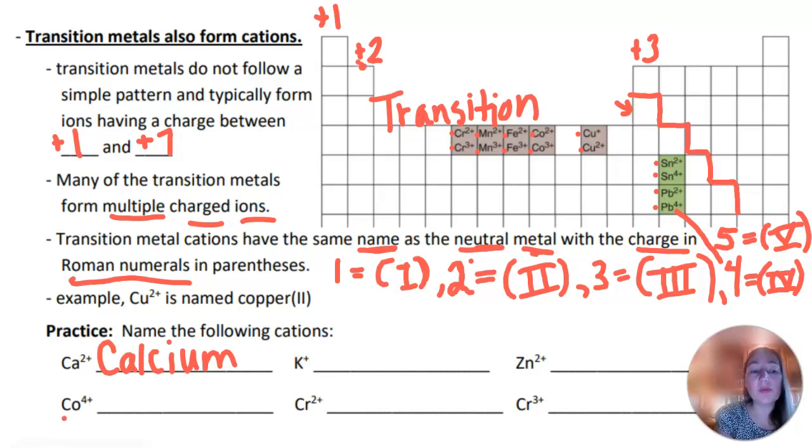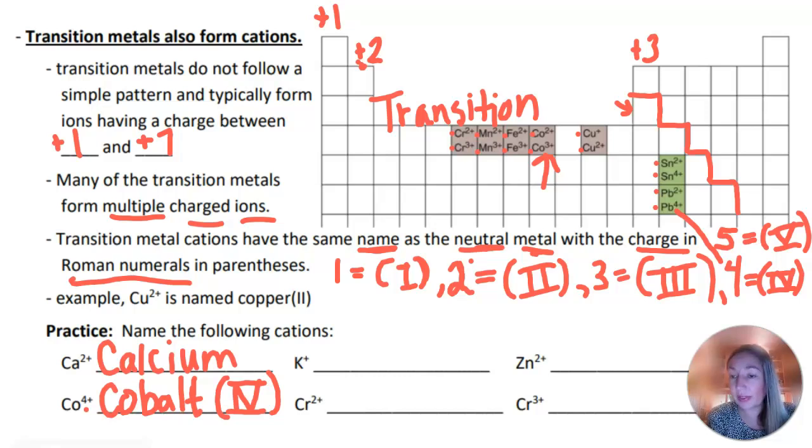I'll do a trickier one. What about cobalt? Cobalt is found over here in the transition metals. It can have more than 1 charge, so we have to say cobalt, and then we have to put its charge in Roman numerals. So a 4 is I minus V, right? That's our Roman numeral 4 for cobalt 4. Now you could hit pause and try the last 4.